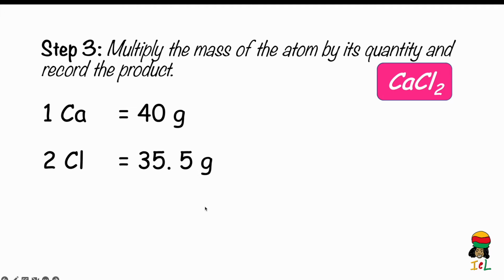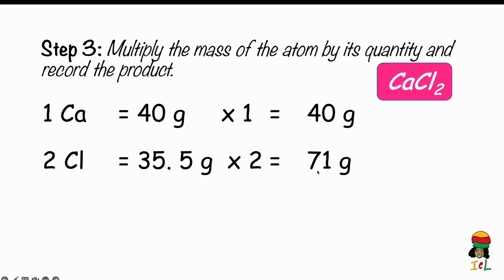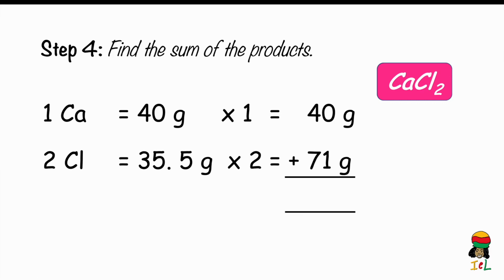Step 3, multiply the mass of the atom by its quantity and record the product. So for calcium, it's 40 grams times 1 calcium atom, which equals the product of 40 grams. Chlorine is 35.5 grams times 2 chlorine atoms to give 71 grams as the product. Step 4, we will find the sum of the products. So we're going to add 40 grams to 71 grams, and that gives us 111 grams.